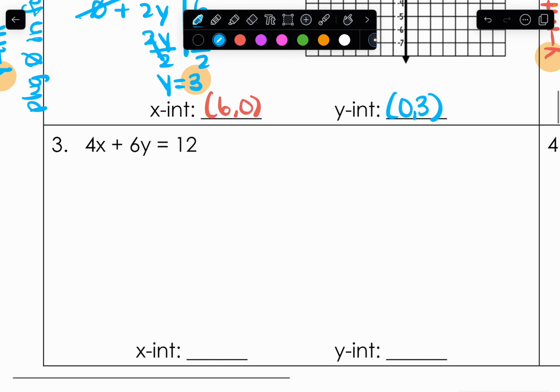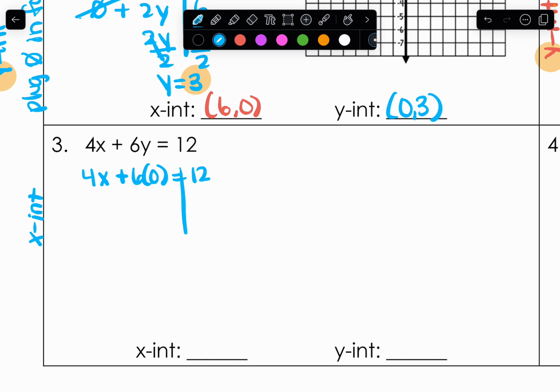Okay, this is more of the same practice, but this time you don't have to graph. So we're going to practice one more time. First thing we're going to do is solve for the x-intercept, which I'll just write over here to the side. So 4x plus 6 times 0 equals 12. 6 times 0 is 0. You're left with 4x. Divide by 4.